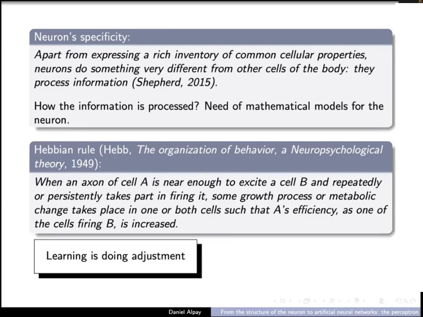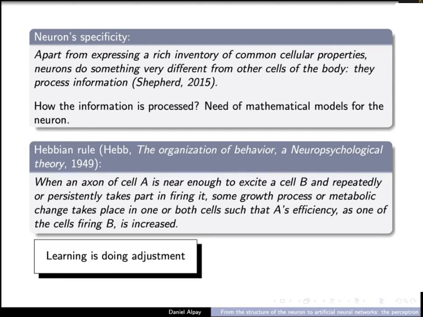So you will need mathematical models for a neuron to see how the information is processed. And I would like to mention what's called the Hebbian rule, which basically says neurons that fire together grow together. This is what it says in other words here.